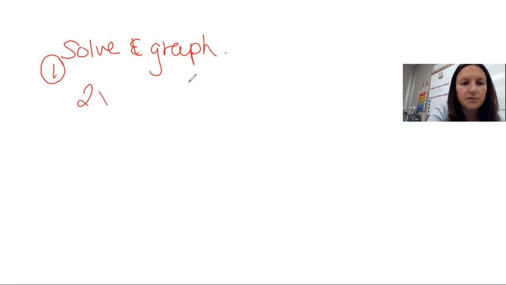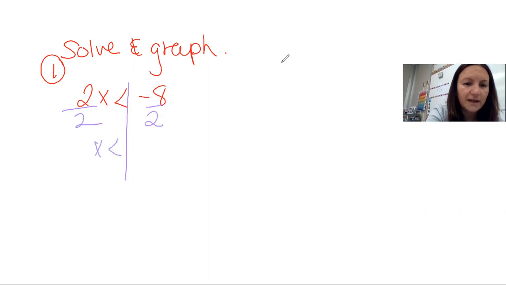So if I give you a simple inequality like this, you solve just like normal. Imagine this is the equal sign. So you're going to divide both sides by 2. So x is going to be less than -4.